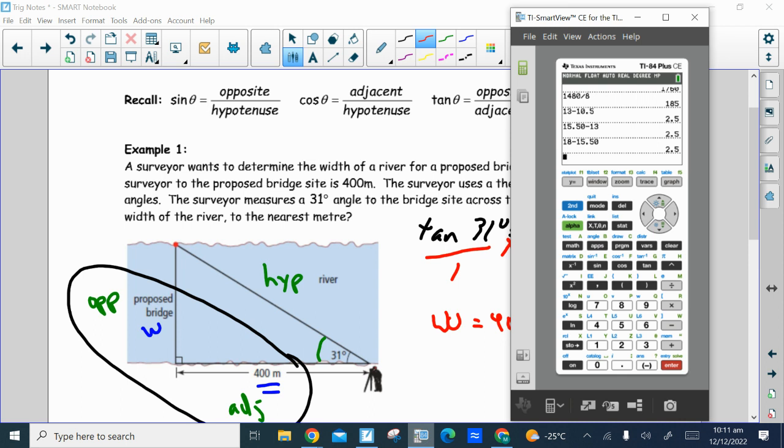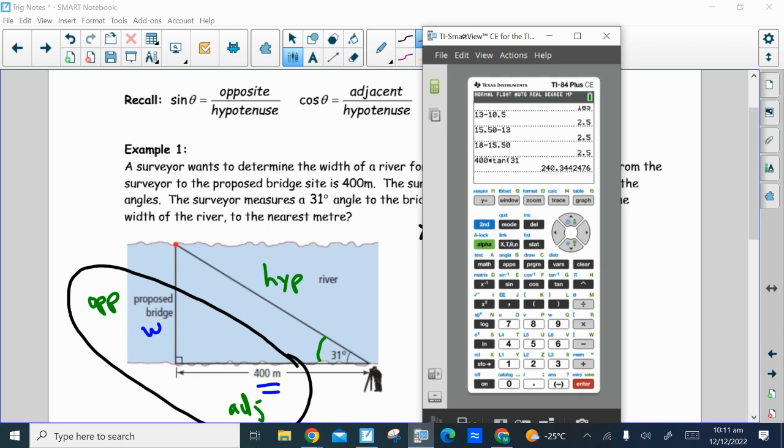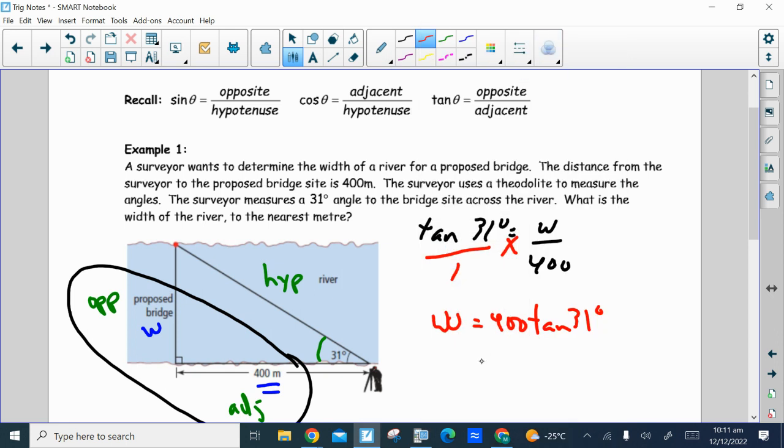So we go to our calculator. And the calculator has to be in degree mode, which mine is. So now I can go 400 times tan of 31 degrees, and we have our answer. 240 to the nearest meter would be 240 meters. That's how wide that bridge site is, where the bridge is going to go. 240 meters wide.